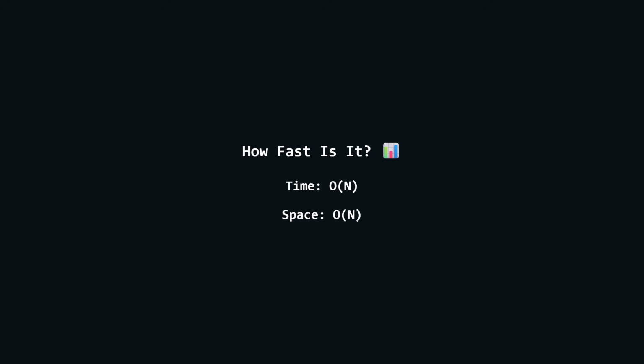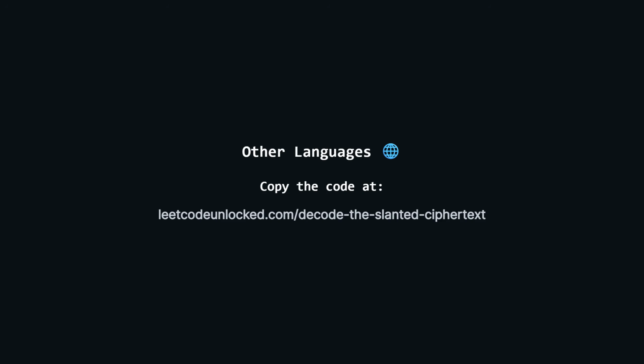Let's talk complexity. The time complexity is big O of n, where n is the total length of the encoded text, because we visit each character exactly once. The space complexity is also big O of n, because we store the characters in a new list to build our final string. That covers the Python walkthrough.